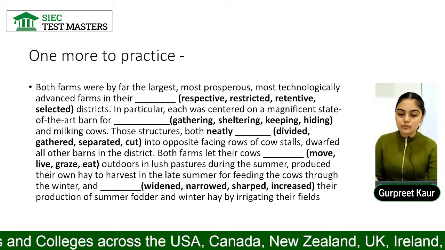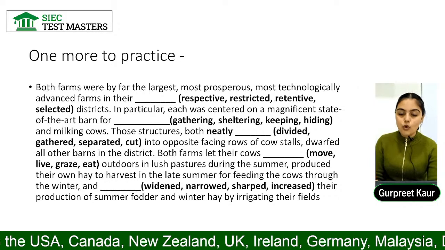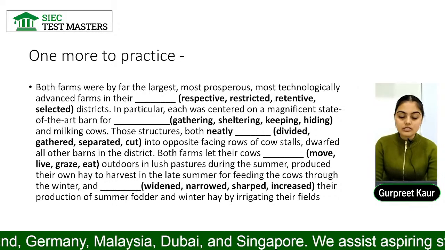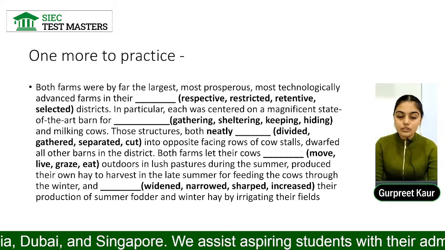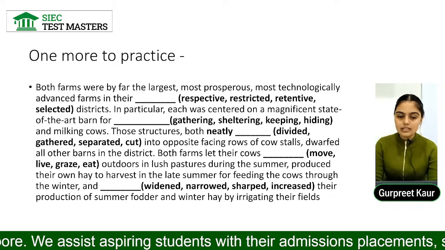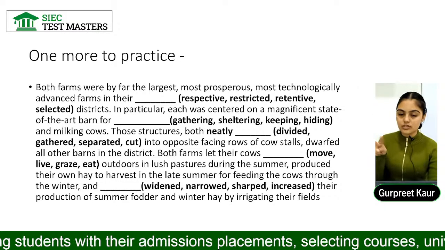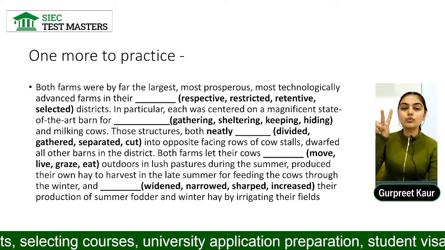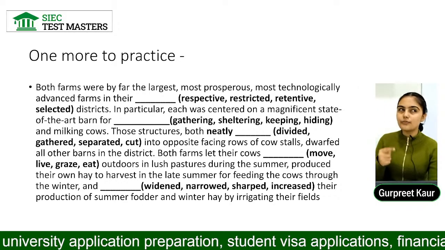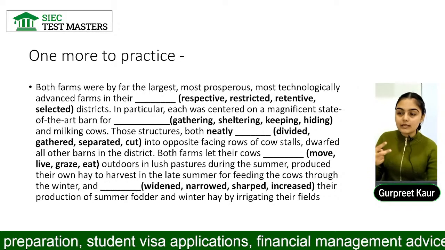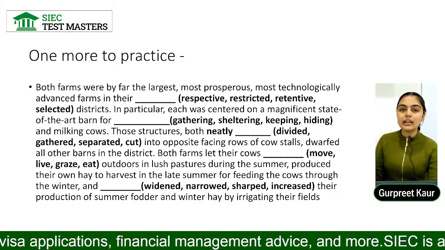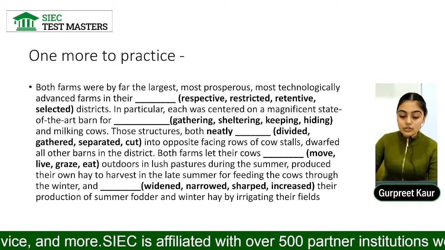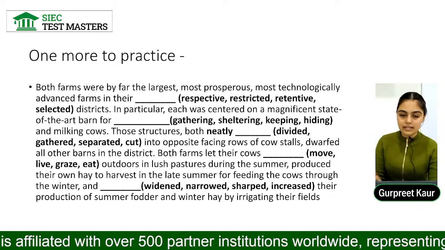Then those structures both neatly dash into opposite facing rows of cow stalls dwarfed all other barns in the district. Now, what would be the word here? What are the options given? The options are divided, gathered, separated, or cut. So those structures both dash into opposite facing rows. Opposite facing. Two things are opposite facing here. Divided. Division can be in two things, but one thing can be divided into two, but there is no specification. Here they are specifying it into the opposite facing rows. So the answer here is separated, not divided. Why not divided?